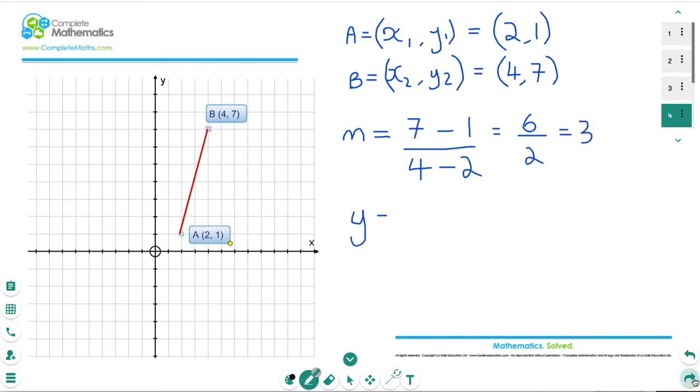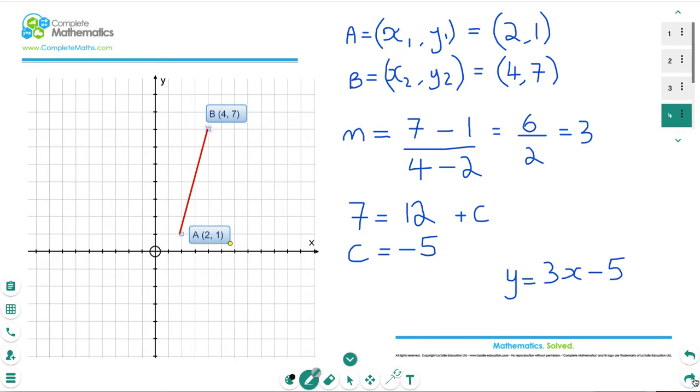Substituting into y equals mx plus c, we can change the m to our calculated value of 3. We're going to substitute one of our coordinate pairs to find the value for c. 7 is 3 lots of 4 plus c. 7 is 12 plus c, and hopefully you can see that c has a value of negative 5. To write this as an equation, y equals 3x minus 5.